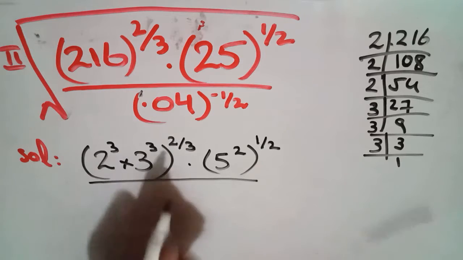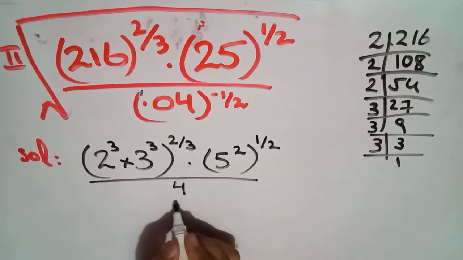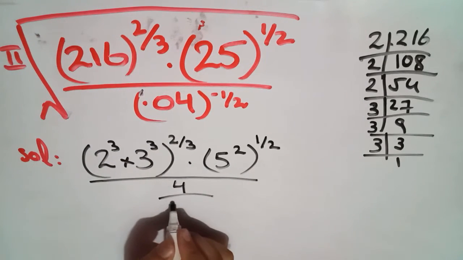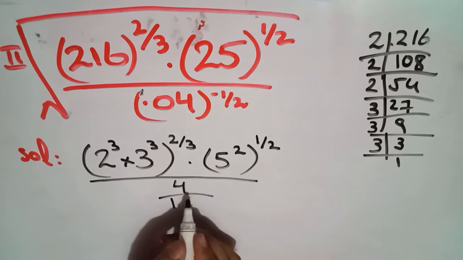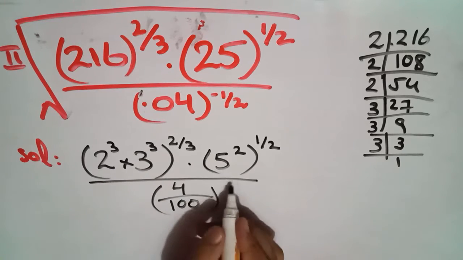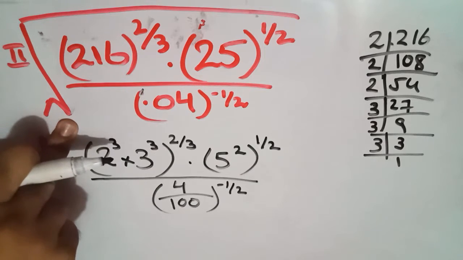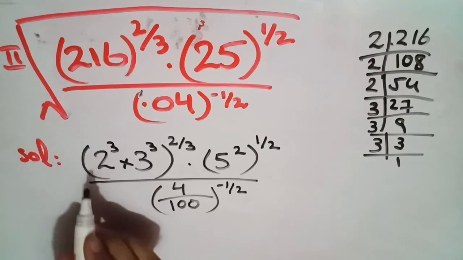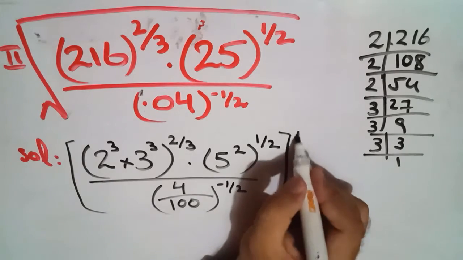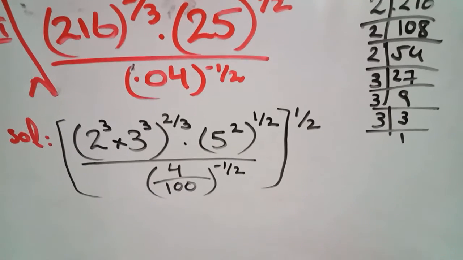remove the point. 0.04 will be changed into 4 over 100, in the place of point, place 1 and next to it the zeros, whole raised to power minus 1 by 2, and this is the radical, the square root. You can write this square root in the exponential form, that is, the whole raised to power 1 by 2. Okay, simply.